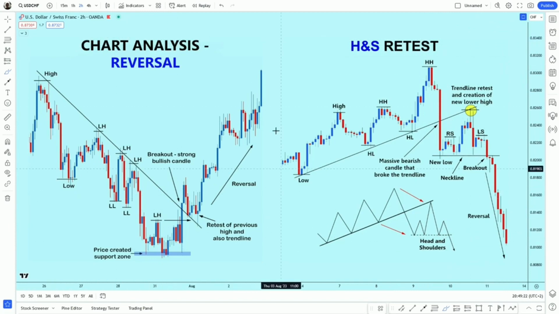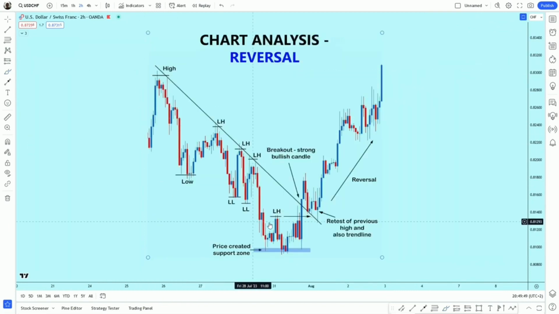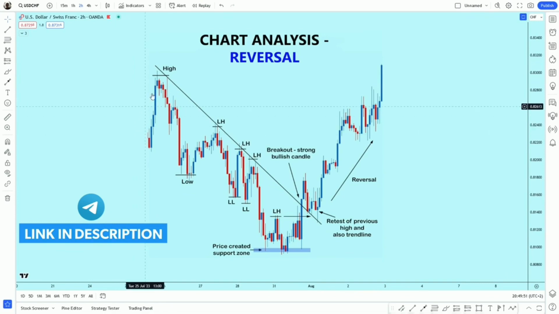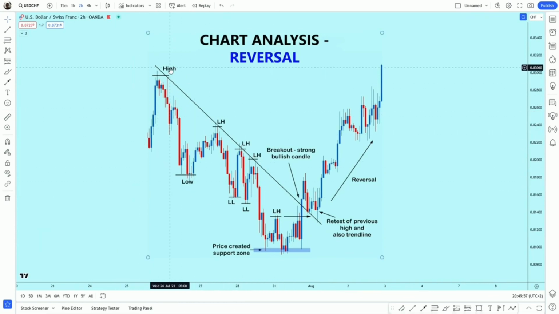First, let's see some examples of a bullish reversal. The first thing that we can see here is a downtrend. We can see a lower highs and lower lows structure. But then as you can see, price formed a support zone. So basically it failed to go down and form a new lower low. That is a first indication of a reversal, but of course it doesn't mean that price will reverse. It's just a first indication and we should look for other reasons.